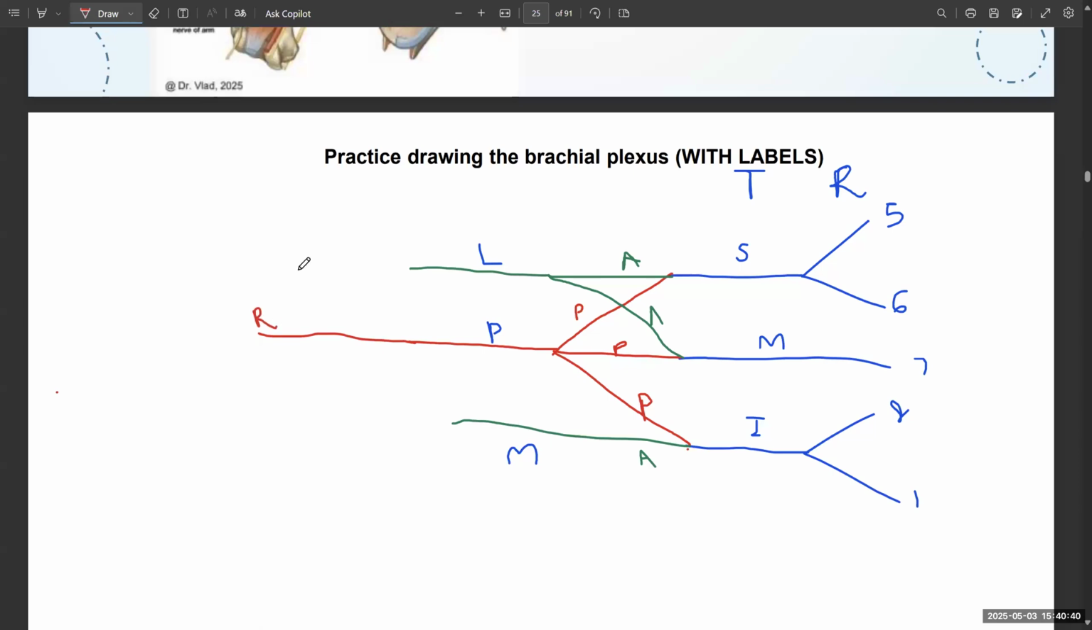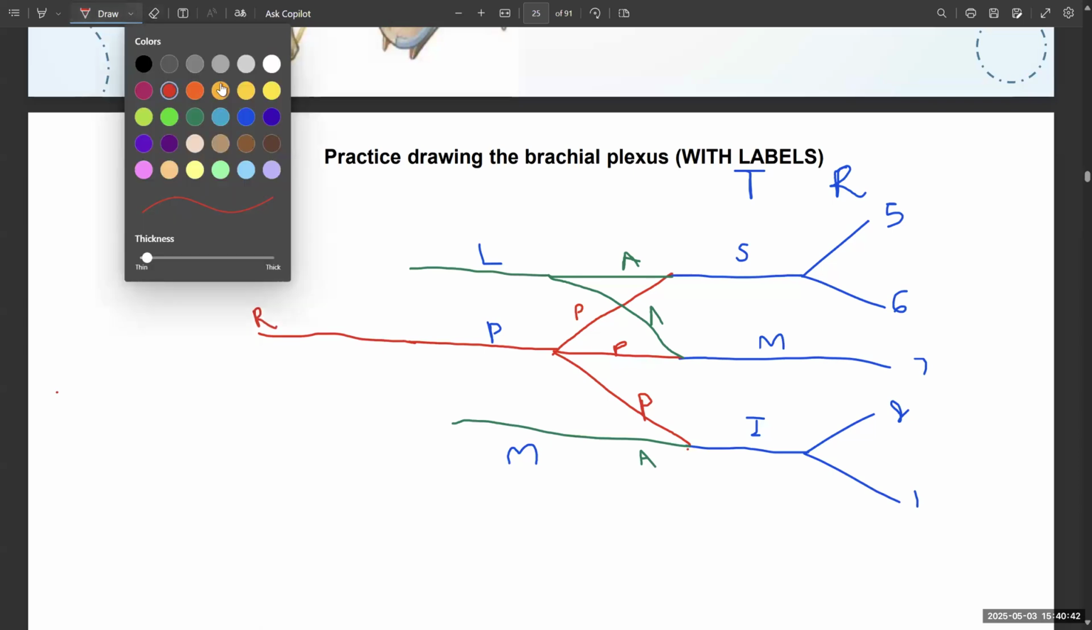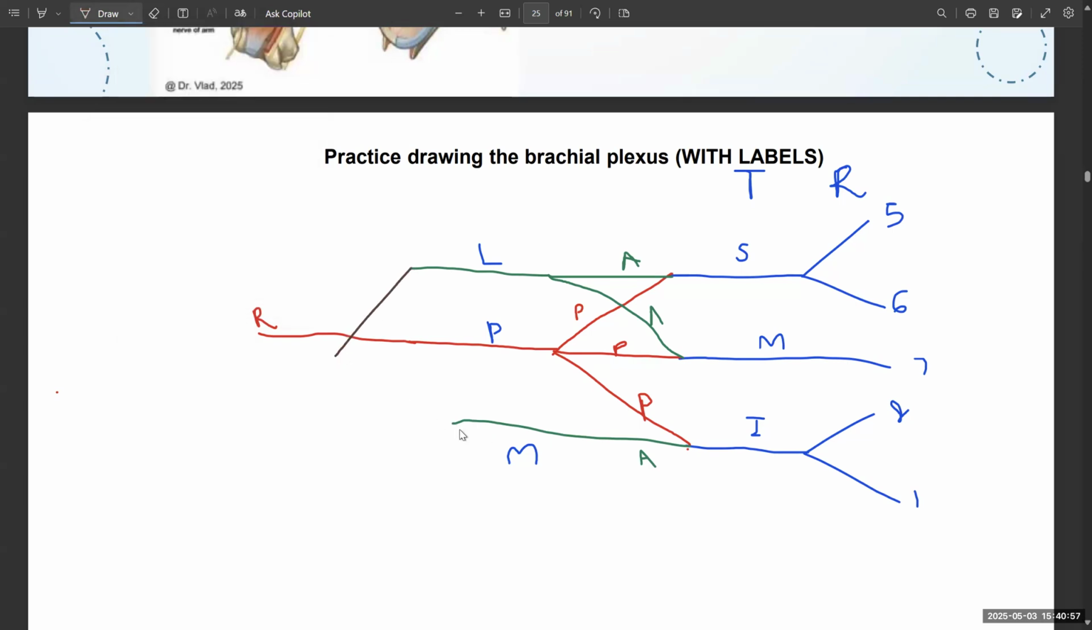Okay. And then for the others, however, it's a different story. I'm going to use brown. Now, what happens is that we want to form the median nerve. Remember, the median nerve is formed by the lateral and the medial cords joining together. So we have this coming down and then this going up like that, and that forms the median nerve. So this is the median nerve.